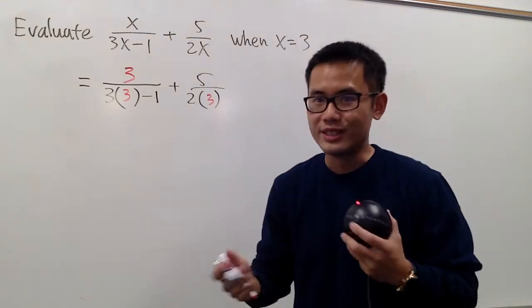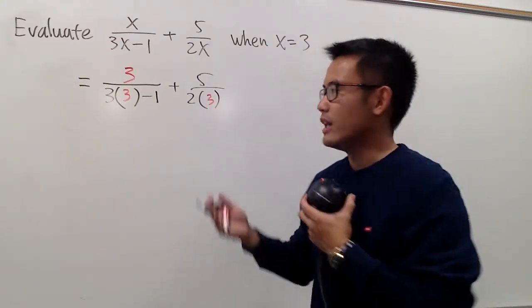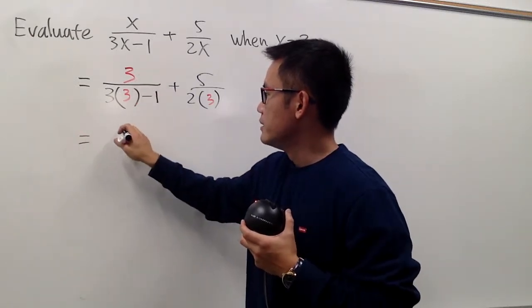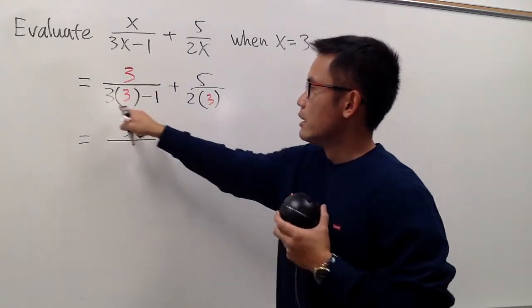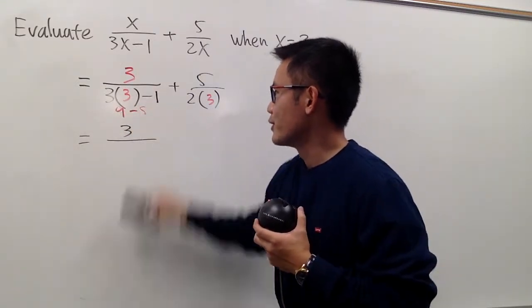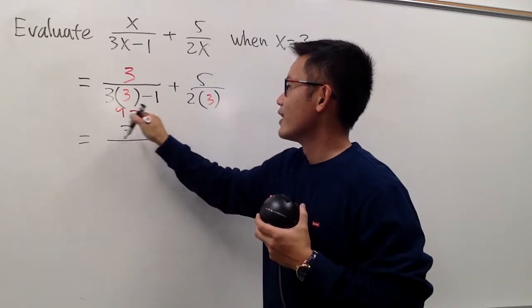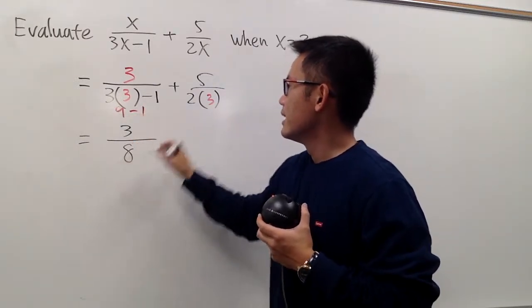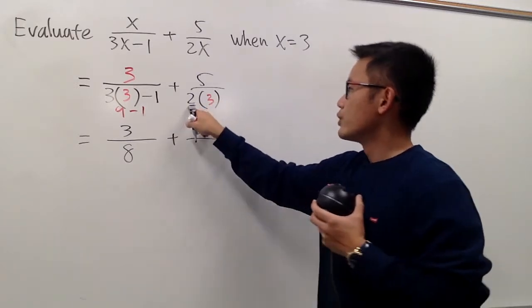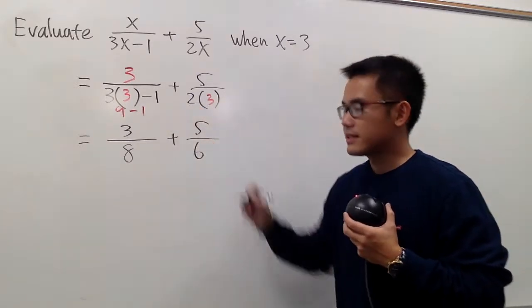And the rest is just you work out the order of operations and then add the fractions. So for this right here, on the top, this is 3. On the bottom, 3 times 3 is 9. And then we minus 1. So that's going to be 8. Right? So 9 minus 1 is 8. And then this is going to be plus 5 over 2 and 3. We multiply them, you get 6.